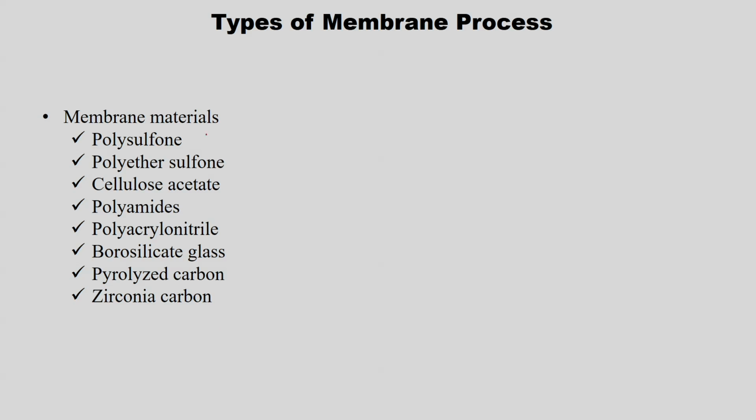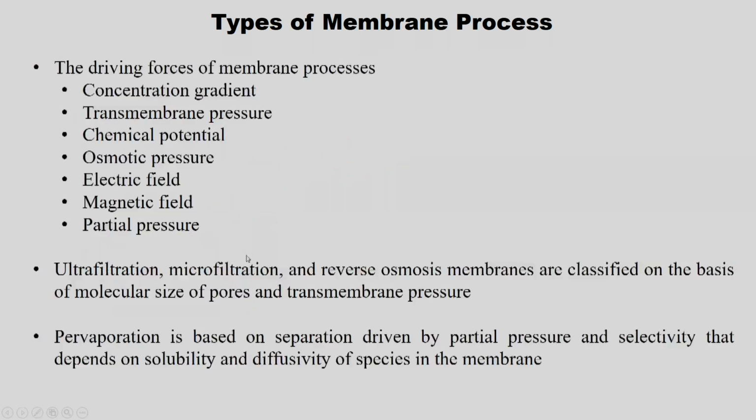And membrane materials: polysulfone, polyether sulfone, cellulose acetate, polyamides and polyacrylonitrile. So, these are all polymeric membranes, organic polymeric membranes. We also have inorganic membranes, which are nothing but borosilicate glass, pyrolyzed carbon or zirconia carbon. So, these are also widely used.